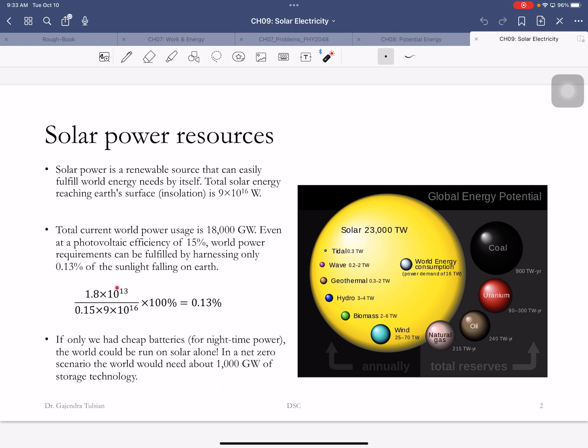Okay. And here's a calculation. What this says is total solar energy reaching Earth's surface is 9 times 10 to the 16 watts. If you go above the atmosphere, it's about twice that much. So people have talked about putting solar panels in orbit, and you could harness more. But of course, it costs money to launch stuff and all that. So this is how much solar energy is falling on the surface of the earth.